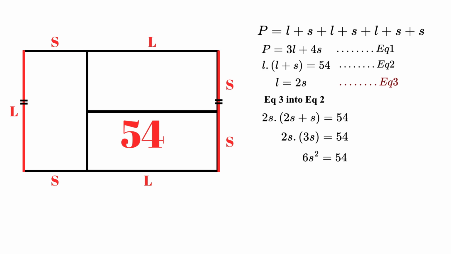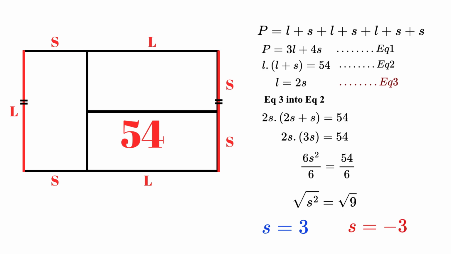Let's divide both sides by 6. 54 divided by 6 is 9, so S squared equals 9. Now, we take the square root of both sides, and this gives us two possible values. Either S equals 3 or S equals -3. But we know that length can never be negative, so we go with S equals 3.